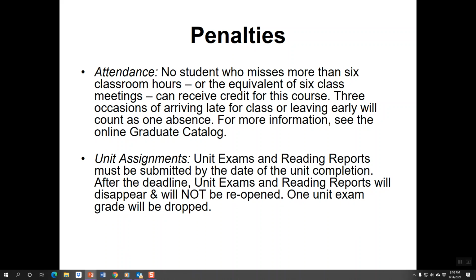All right, unit assignments are the exams and the reading reports. They must be submitted by the date of the unit completion listed in your syllabus. After the deadline, the exams and reading reports will disappear and they will not be reopened. So do not ask me. My answer will be no. However, remember, 1 unit exam grade will be dropped, and so that is to help you to follow this expectation.